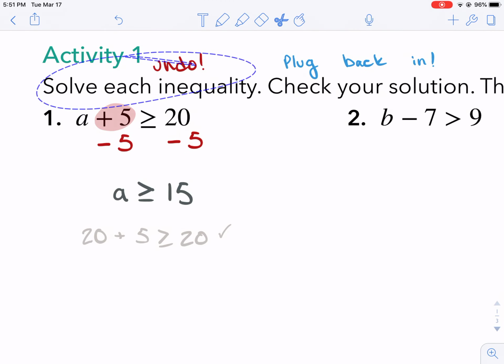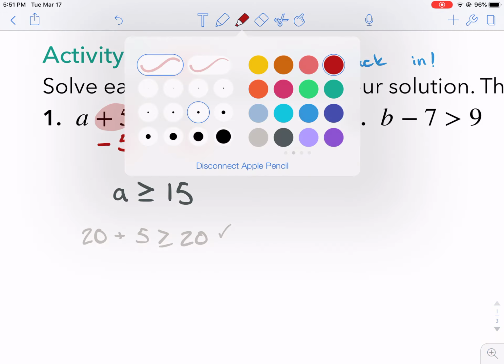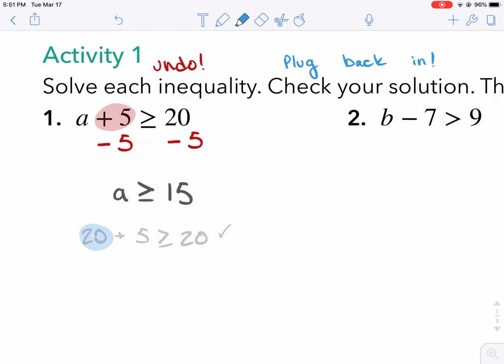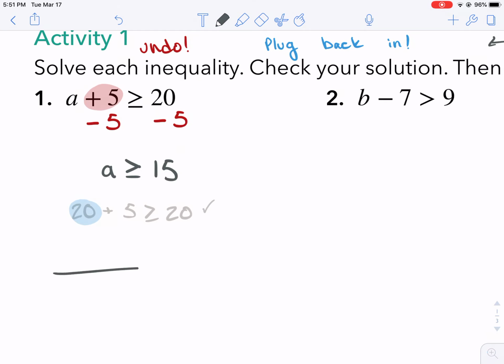And then finally, we are going to graph our solution. We solved our inequality by undoing. We checked our solution by plugging it back in, and then we are going to graph it. So let's give ourselves a number line. And here we're graphing a is greater than or equal to 15, so we should put 15 at our center. Let's pick some numbers to either side of it. How about 16 and 14?